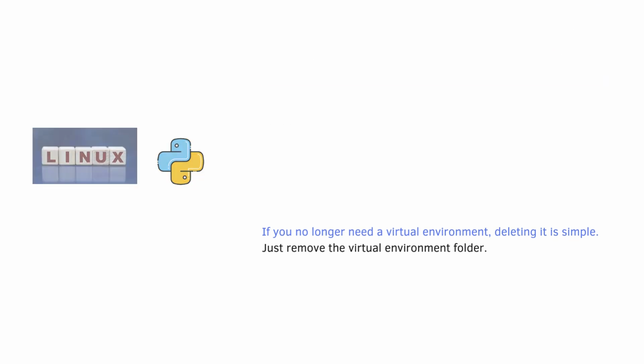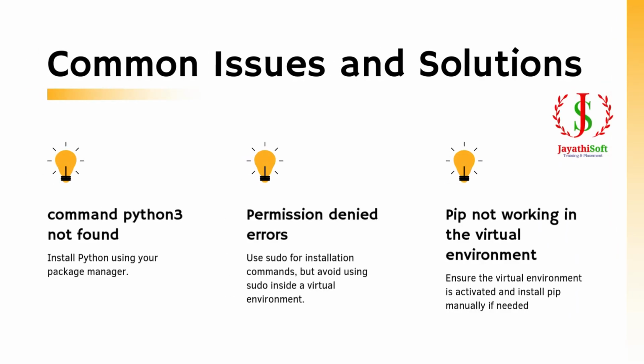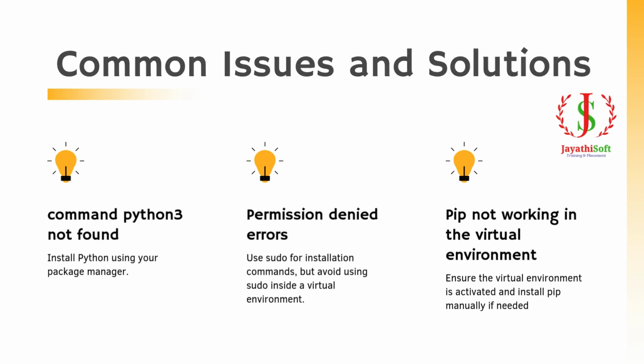Here are some common issues you might face and how to solve them. Command python3 not found. Solution: install Python using your package manager. Permission denied errors. Solution: use sudo for installation commands, but avoid using sudo inside a virtual environment. Pip not working in the virtual environment. Solution: ensure the virtual environment is activated and install pip manually if needed.